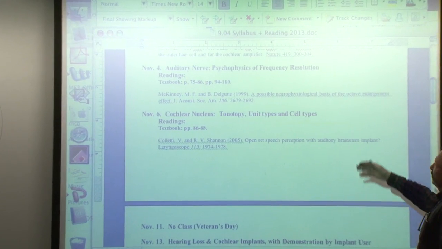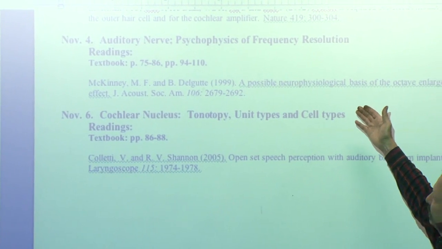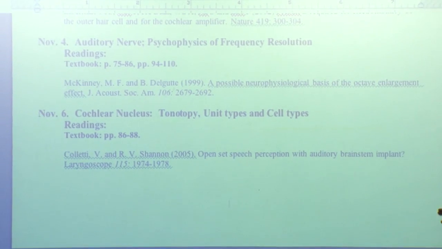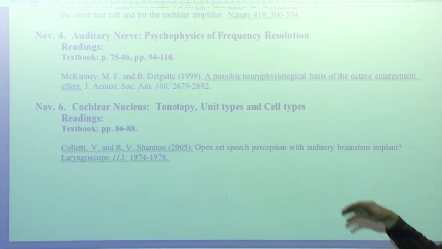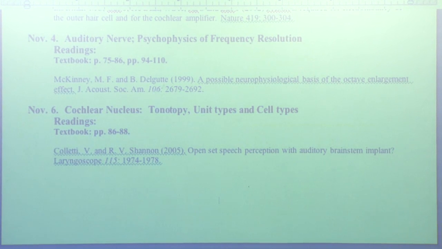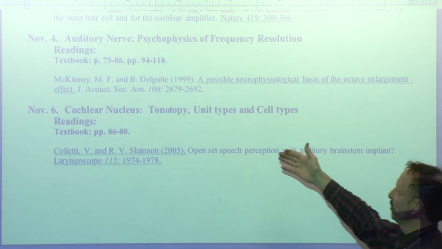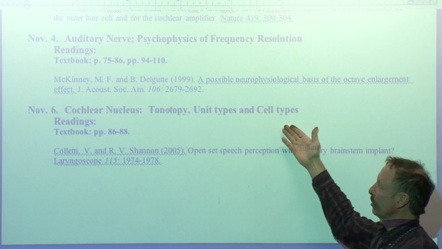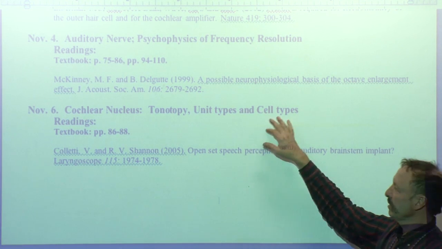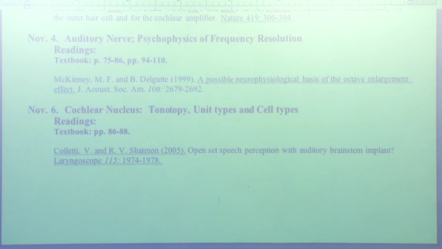Next week, we'll talk about the auditory nerve, which is the nerve that sends hearing information from your ear into your brain. And we'll talk about frequency resolution, how we can tell one frequency from another. At the end of next week, we'll be talking about the brain, the cochlear nucleus, and all the interesting unit and cell types in the cochlear nucleus.